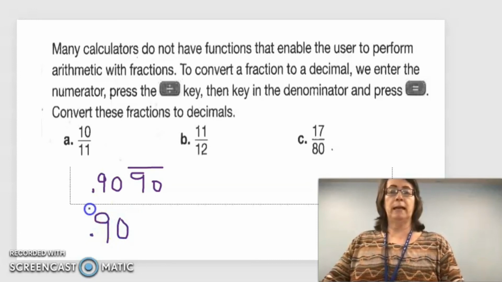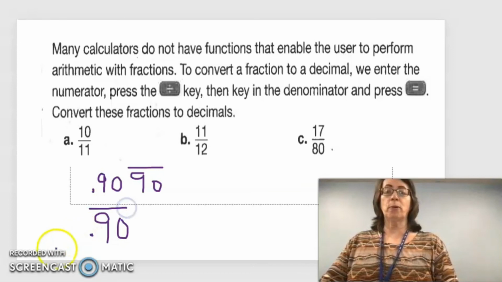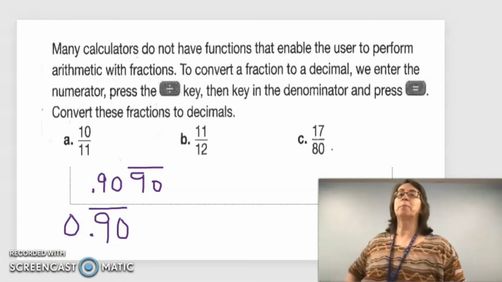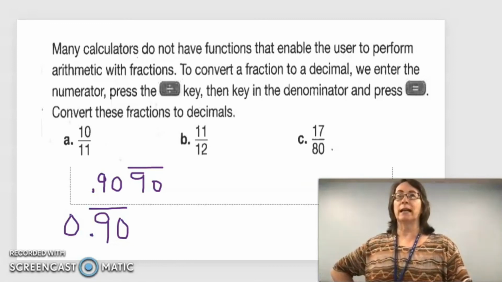0.90 repeating. Now, is that 0 important? Yes. If we just did 0.9 repeating, it would be 0.999999. So we have to include it.